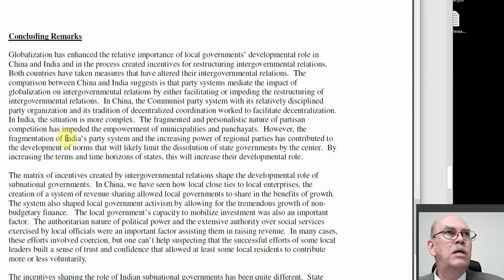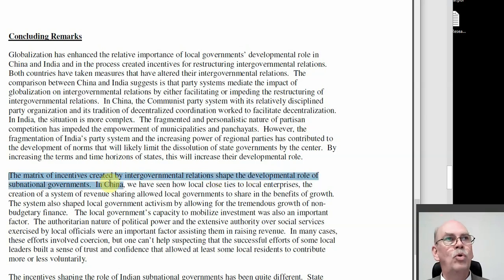That's concluding remarks. More of the same. Okay. The many types of incentives created by intergovernmental relations will change the developmental role of subnational governments. Then he talks about it in China. Okay, I'm not spending much time on this paper because we don't want to stay here forever and ever. Our time is just about over. I'm going to close this.